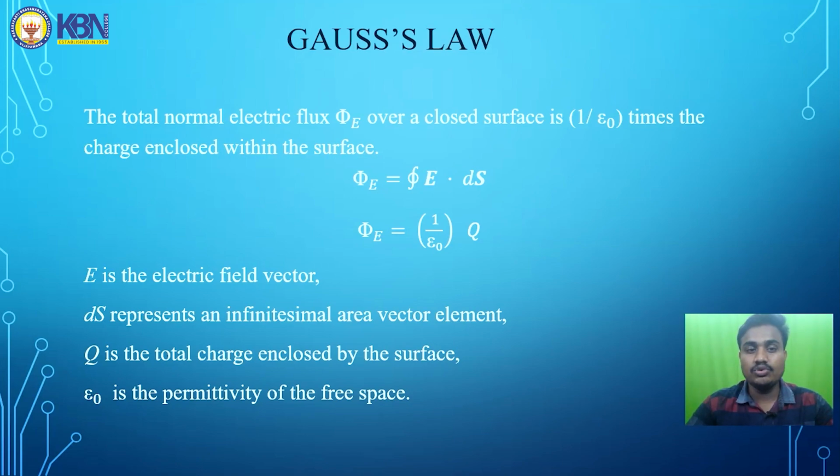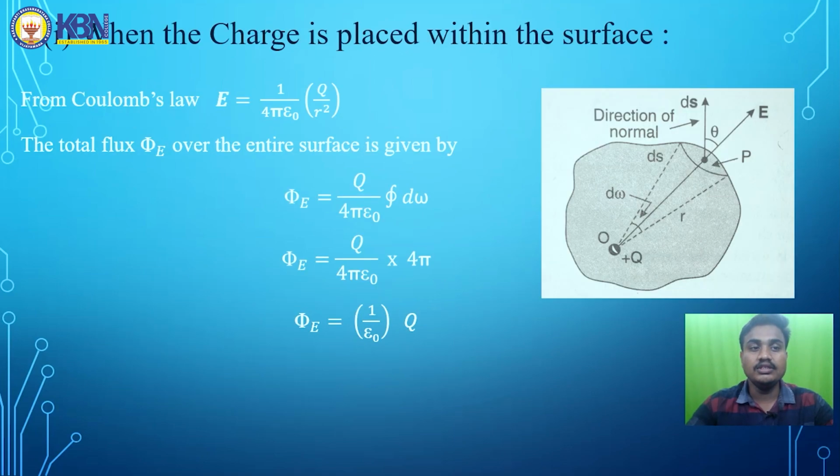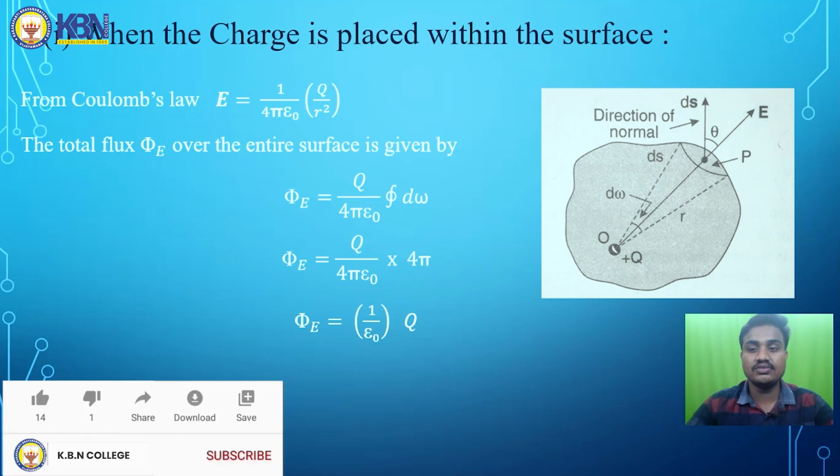Now, there are two cases related to Gauss law. One, when the point source or the charge is placed within the surface. The other case is when the charge is placed outside the surface. Now we are going to see the two cases of Gauss law. Coming to the first case, that is when the charge is placed within the surface.